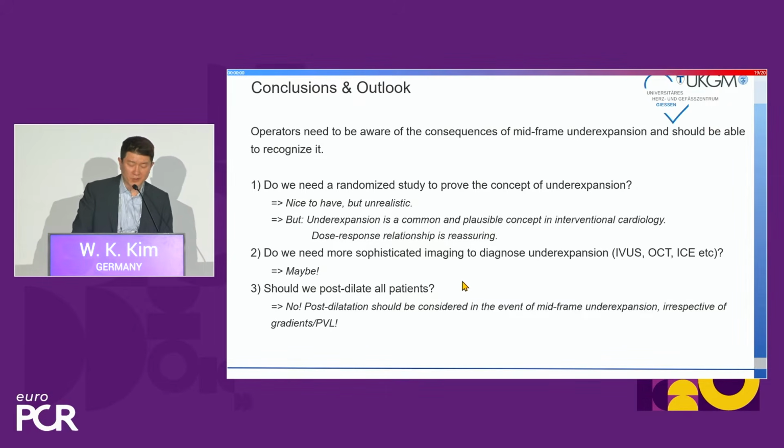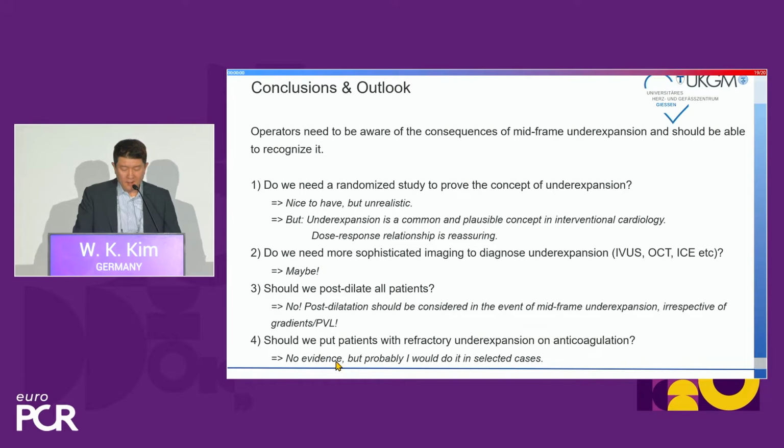Because this question comes frequently. Definitely no. I think post-dilatation is not necessary in all patients and should be only considered when we identify midframe underexpansion, of course, if you have increased gradients or PVL. And the last question, should we put patients with underexpansion that cannot be mitigated on anticoagulation? No data. If you ask me, maybe I would consider it on an individual basis. And with that, I'm open to questions. Thank you very much.